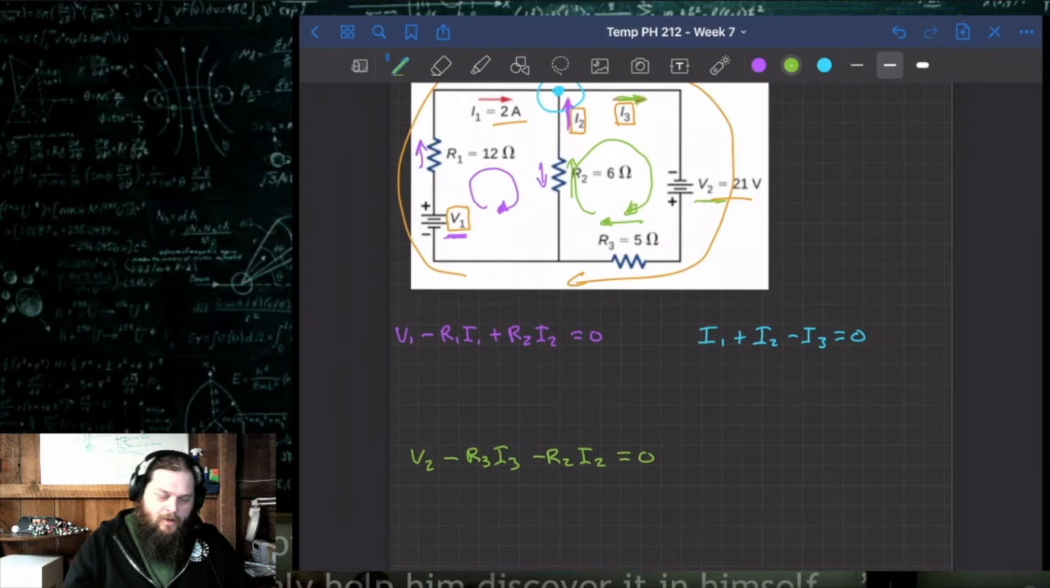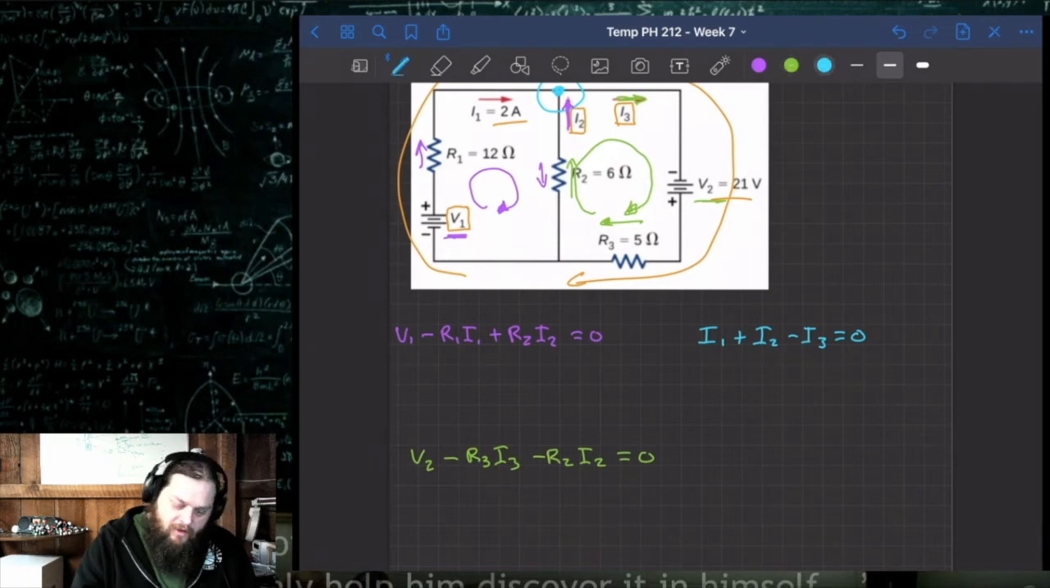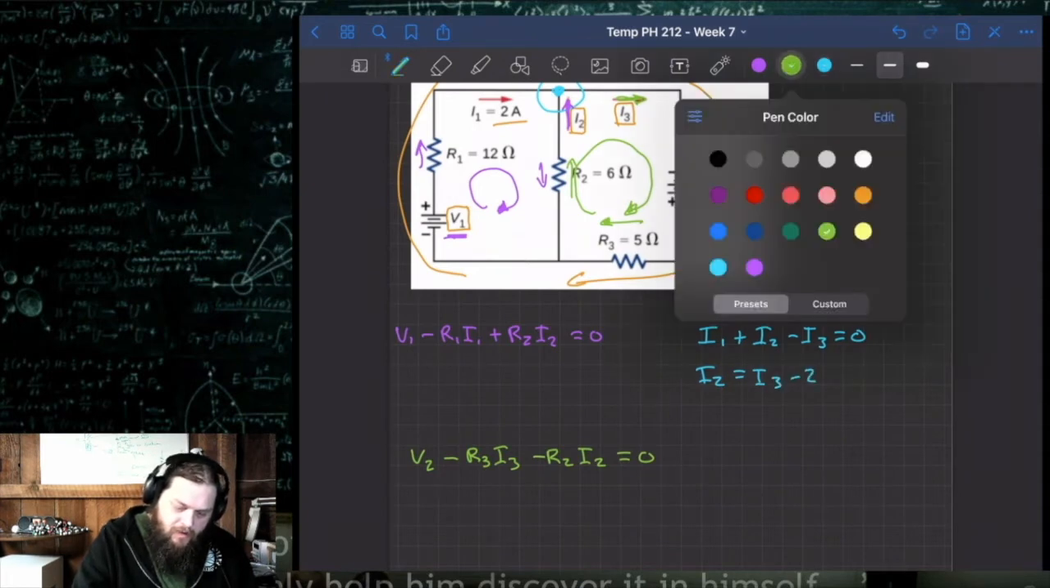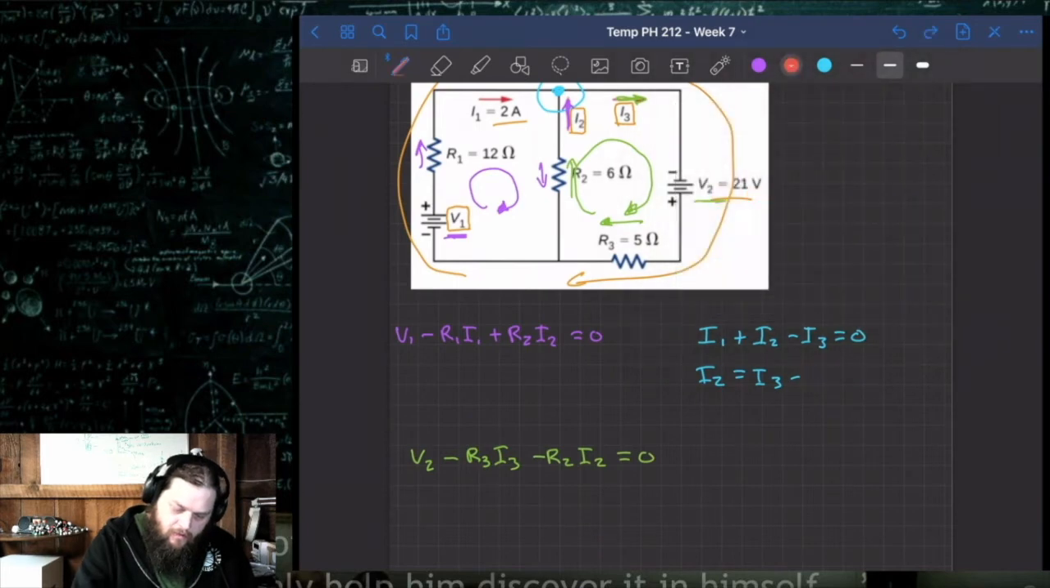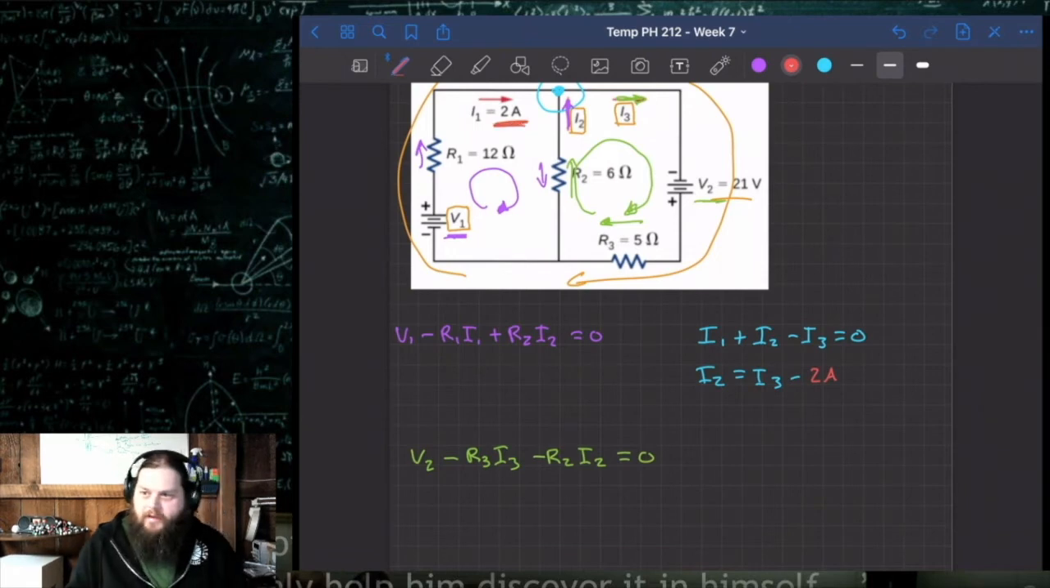We can plug in the values they give us, and we can start doing some substitutions in there to figure out what we want. So first thing I can do is use this junction over to the right and say that I'm going to solve for I2, which is equal to I3 minus 2 amps. That's just plugging in the value for 2 amps that we have coming from our current up on top.